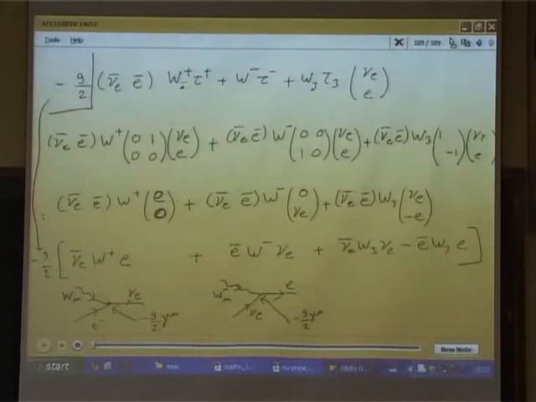This tells me that I have vertices that look like nu E coming in, nu E going out, and W3 gamma mu coming in. Similarly, for the electron, W3. And I also know what the strength is. It is again minus G by 2 gamma mu, and the other is plus G by 2.